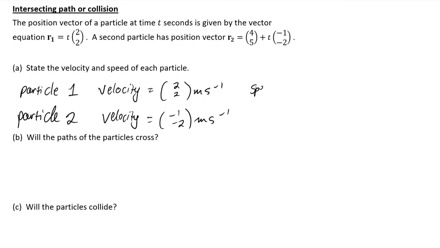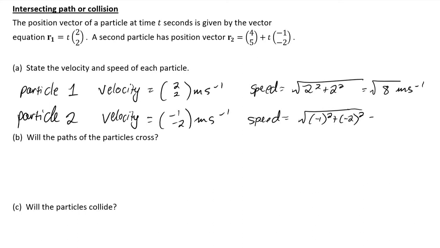So the speed is the magnitude. Make sure you got brackets around your negatives there, is √5 meters per second. Okay, so velocity and speed, very different things, particularly in the context of vector equations. So, will the paths of the particles cross? Let's assume for a minute that these are different.